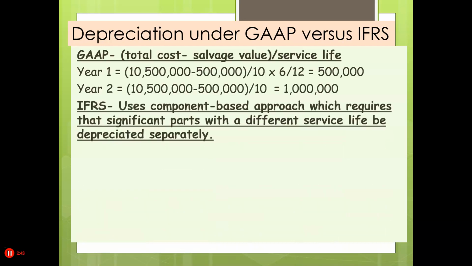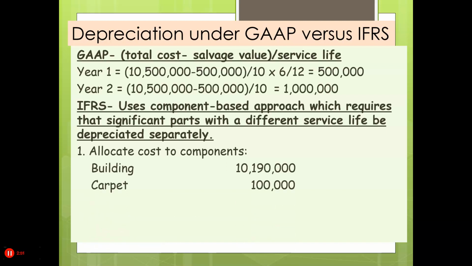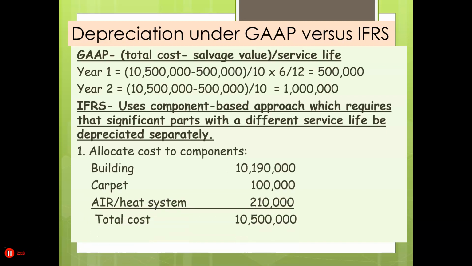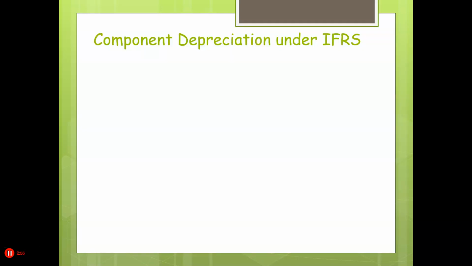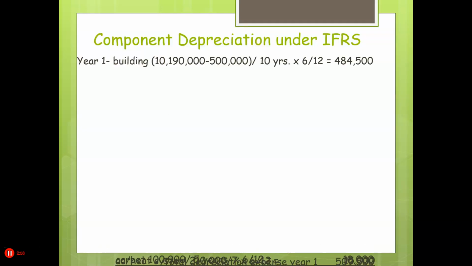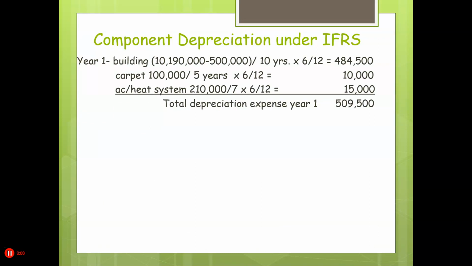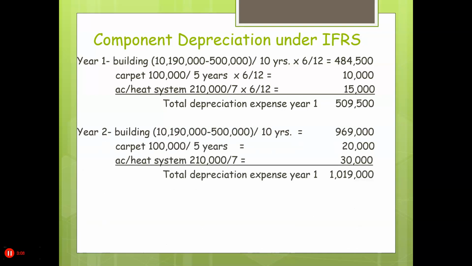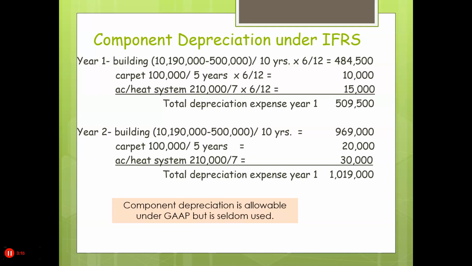Now, under the international standard, we're going to have a different service life for each one of our items, so we have to first allocate the costs. And now we're going to have to determine the depreciation for each one of those components. So we're going to get a half a year for the building, the carpeting, and the heating and air conditioning system for year 1. And for year 2, we're going to get a whole year for all of those. Now remember, component depreciation is allowable under GAAP, but we don't usually use it.